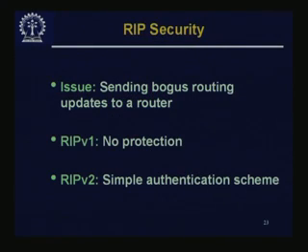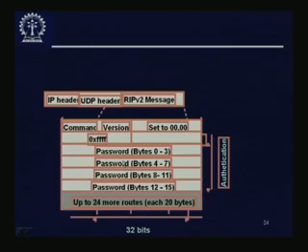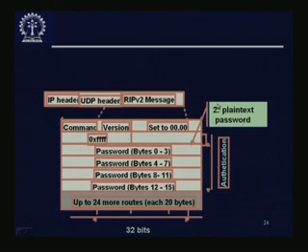One issue is the security issue: sending bogus routing updates to a router. RIP version 1 had no protection. RIP version 2 uses a simple authentication scheme. We had mentioned this authentication earlier. So, what you may have is a few passwords. Unfortunately, these are plain text passwords. So, it does not give you too much security, but at least it is better than RIP version 1, which had no security whatsoever. Okay.